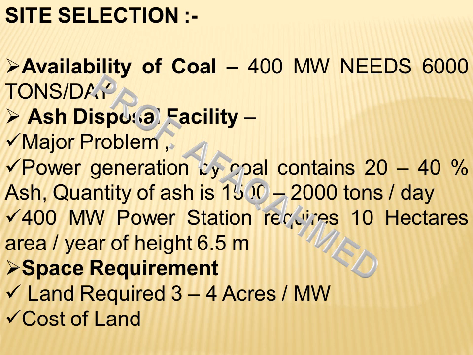A huge quantity of coal is required for a large thermal power plant. A thermal power station of 400 megawatt capacity requires 6,000 to 8,000 tons of coal per day. Therefore, it is necessary to install the power station near the coal mines.